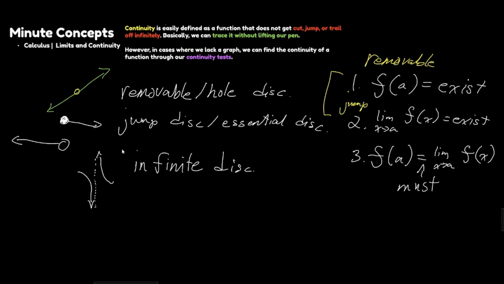So there you go. To recap this minute concept, there are three types of discontinuity. There's removable or hole discontinuity, which happens when the function value does not exist. There's also jump discontinuity, also known as essential discontinuity, when the limits from the left and the right do not match, therefore the limit as x approaches a certain number does not exist, which is condition number 2. And the third one is infinite discontinuity, where pretty much everything is violated. There is no function value, the limit does not exist, and they're obviously unequal.